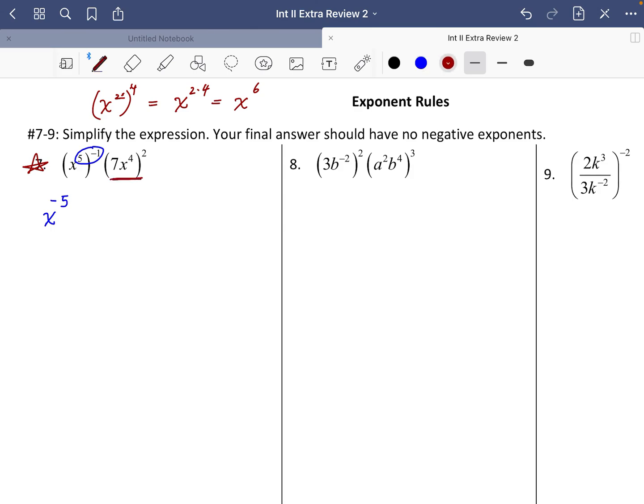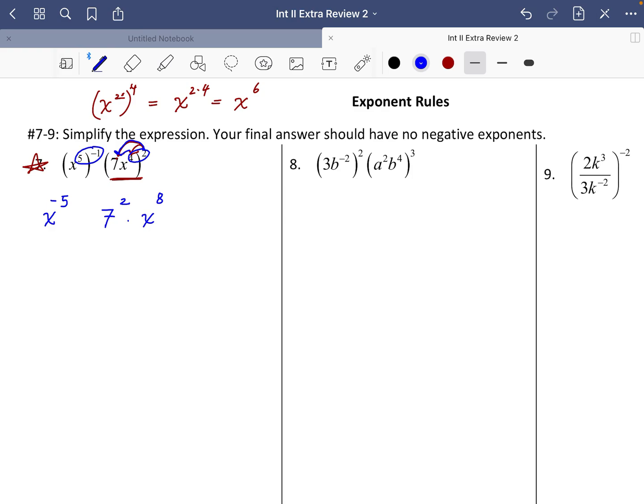And then over here, same thing, I'm going to multiply these exponents together. Well, 7 doesn't have an exponent, so that means you're just going to carry the 2 on top of 7, which means you're going to get 7 squared. But then for the x, you should multiply the exponent, so that's x to the power of 8.